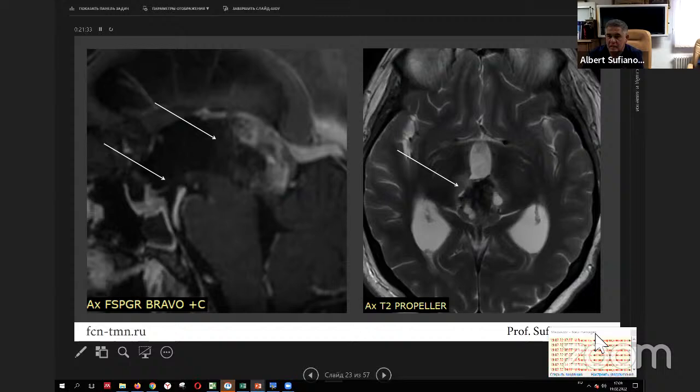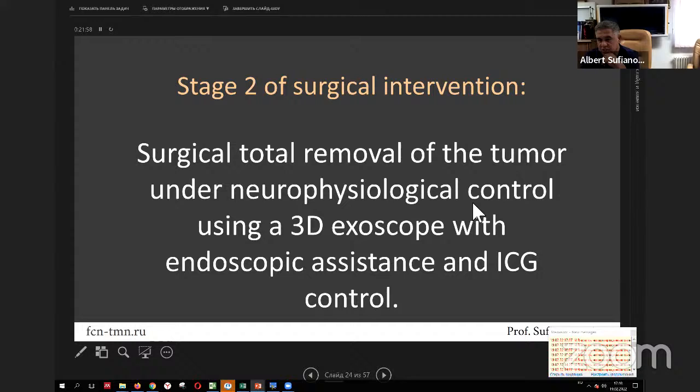Okay, and this is the result after the operation. Maybe half of the tumor is vaporized and taken for biopsy, and you create the ETV. Now we take some time so the patient improves his condition, and now we go to step two of the surgical intervention. We totally remove surgically, under neurophysiological control, with 3D exoscope and endoscope assistance and ICG control, the lesion in the pineal region, the tumor of the pineal region.